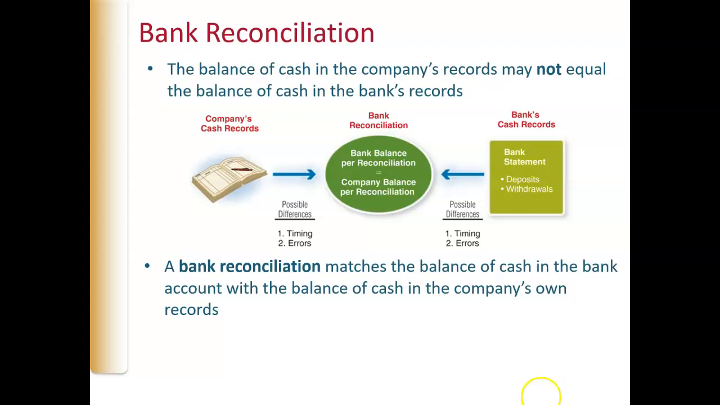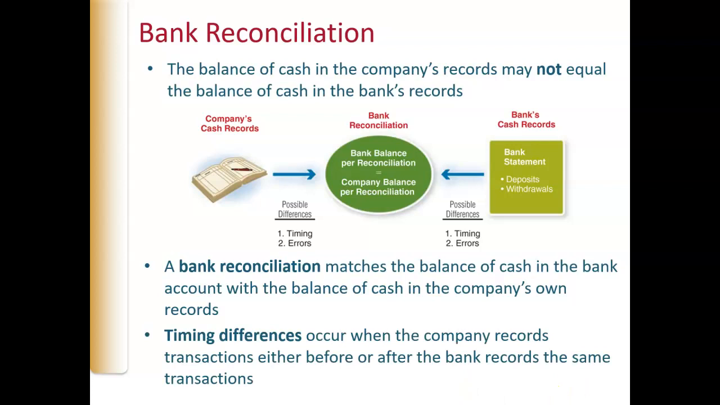There are going to be discrepancies. And those discrepancies are all about timing. Maybe something's hit the bank that the company doesn't know about. Or maybe the company's written a check or made a deposit that hasn't hit the bank yet or cleared the bank yet. Okay? So all of this is about timing differences. Why we need to reconcile a bank statement.